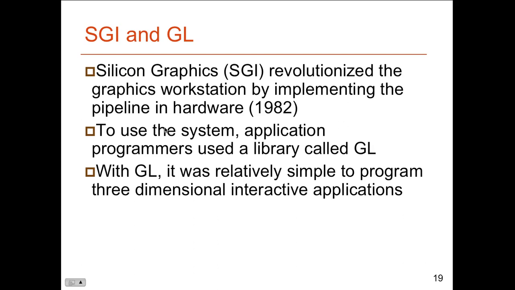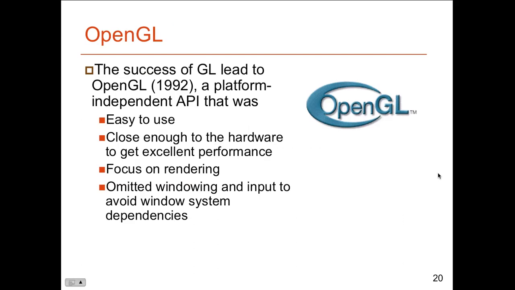With GL, it was relatively simple to program 3-dimensional interactive applications. Then we had OpenGL, where we're at now. The success of GL led to OpenGL in 1992, a platform-independent API. Easy to use, and close enough to the hardware to get excellent performance. Focus on rendering, and I'll talk about rendering in the graphics pipeline in a lecture to come. It omitted windowing and input to avoid windowing system dependencies.